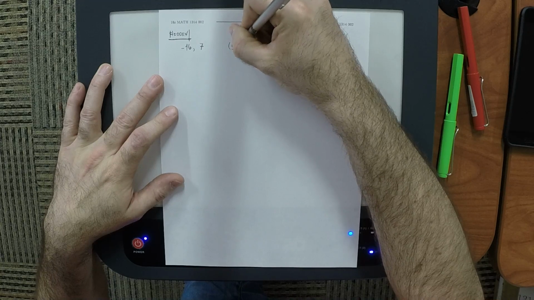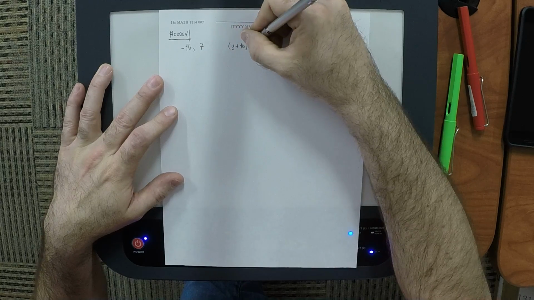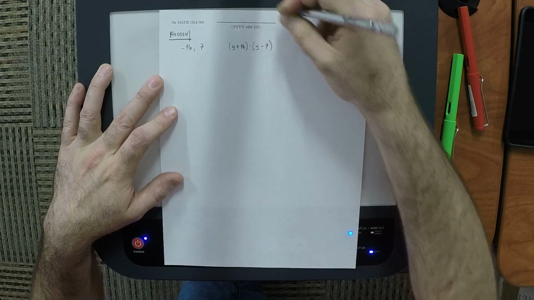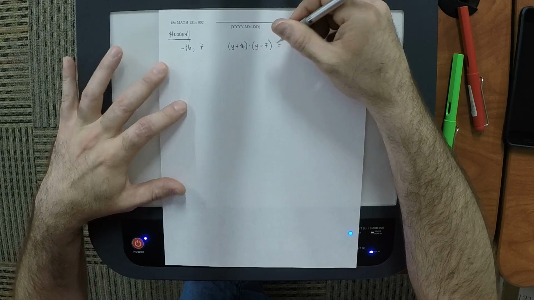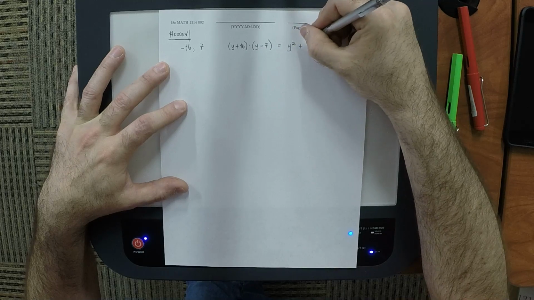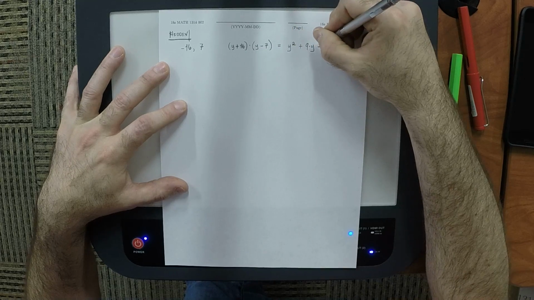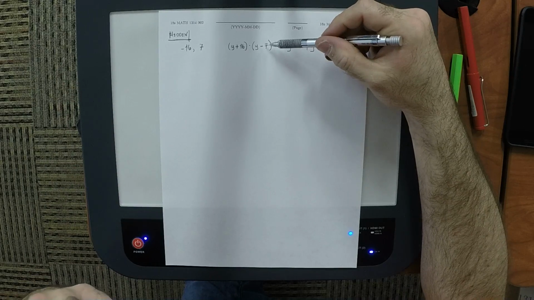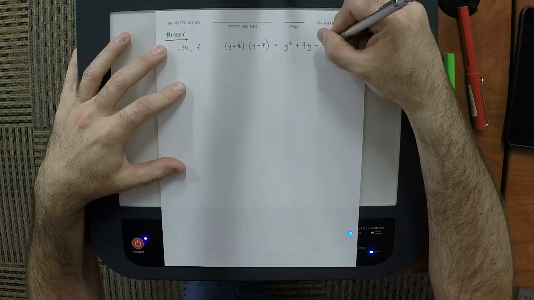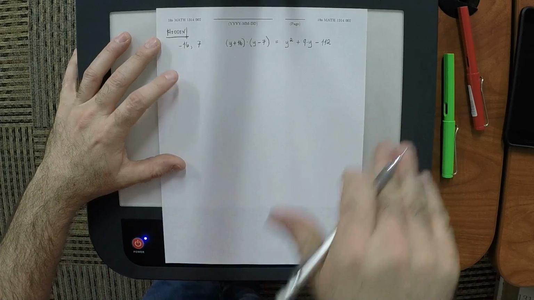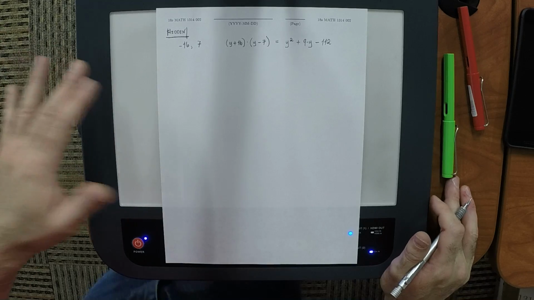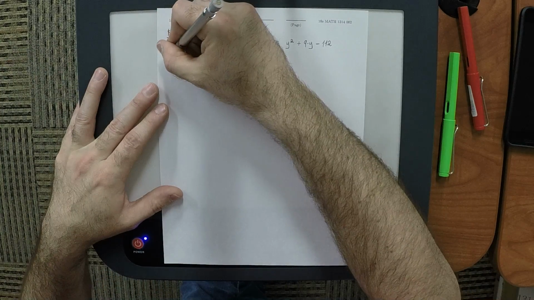And from these two numbers, I'm going to do the following. So y plus 16 multiplied by y minus 7. If I multiply this out and collect like terms, then I get y squared plus 9y minus 70 plus 42 is 112. Again, this is just me making an exercise.